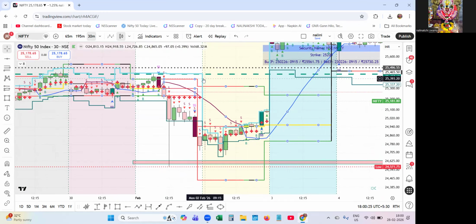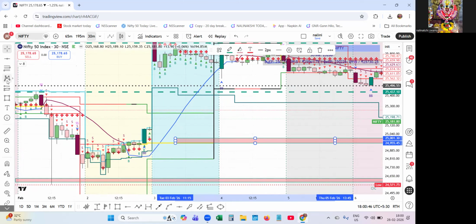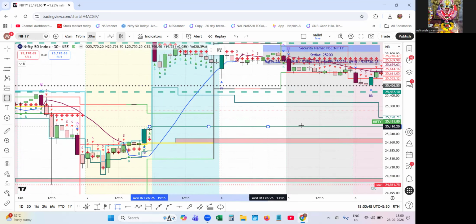And this is the boundary. And these are the boundary 24,574, and here the value area high. The price had moved above the value area high, and also this is the pivot. So these are the levels to watch out for us on Monday.